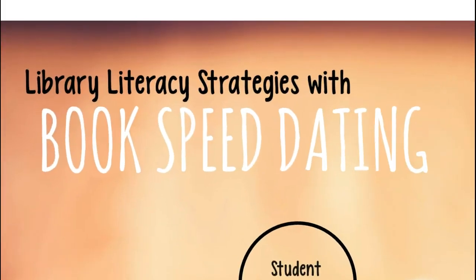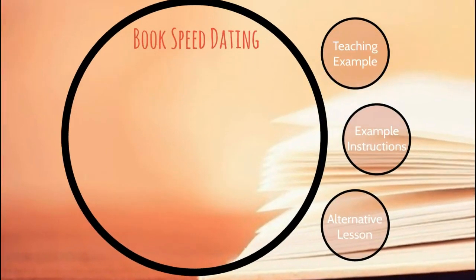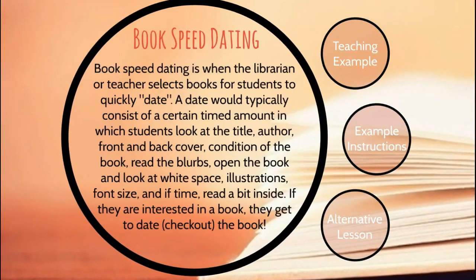So again, this is book speed dating, and you might be asking, what is this? Book speed dating is when the librarian or teacher selects books for students to quickly date. A date would typically consist of a certain timed amount in which students look at the title, author, front and back cover, condition of the book. They read the blurbs, open the book, and look at the white space, illustrations, font size, and if time, they'll read a bit inside. If they're interested in a book, then they get to go on a date with it. They get to go and check it out.